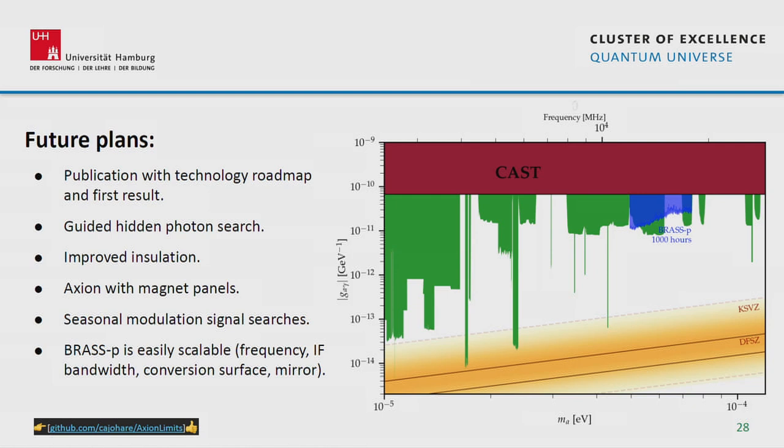And of course, we want to look for axions with the magnet panel. You can see over here, this is the projection for the sensitivity of the BASP experiment with a 0.9 Tesla permanent magnet. This is quite good also, to be honest, in this band and for this experiment.